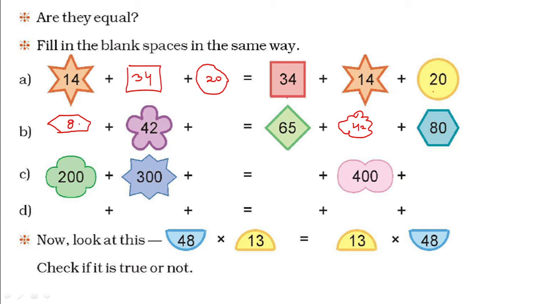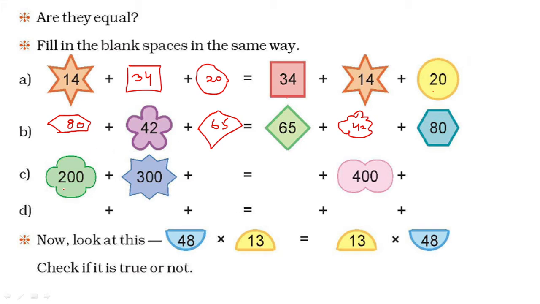80, here we can have 65. The sum remains the same if we change the order. The sum remains the same even if we change the order.